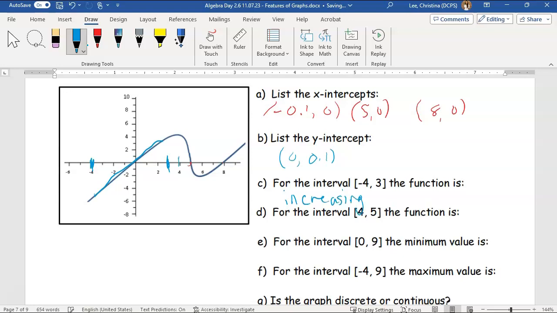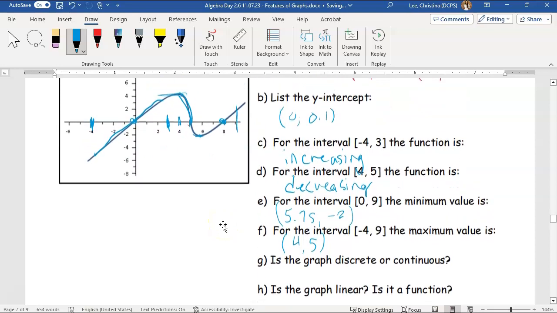From 4 to 5, so that's from here to here, the function is decreasing. For the interval 0 to 9, so from here to here, the minimum value is this point right here. We'll say it's a little bit before 6, so maybe 5.75 comma negative 2. And for the interval negative 4 to 9, so the whole thing, the maximum value is right here, and that's about 4 comma 4.